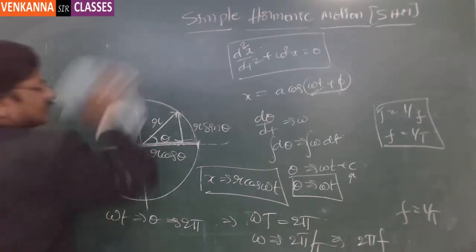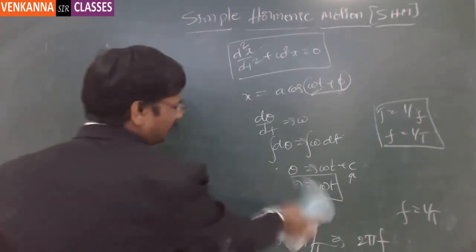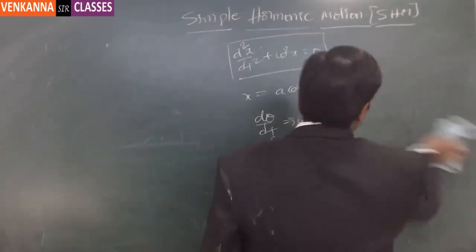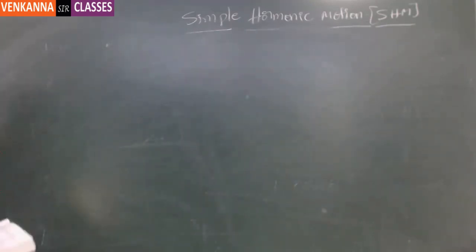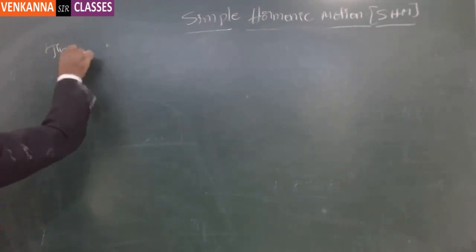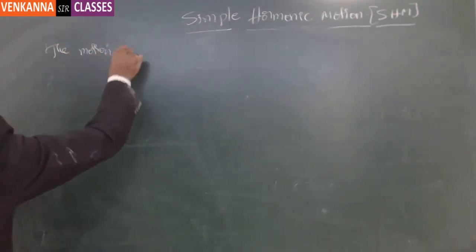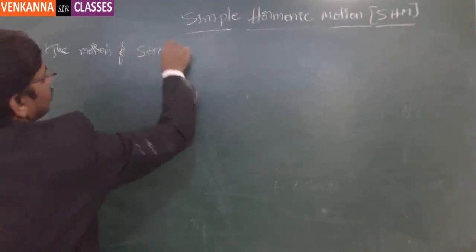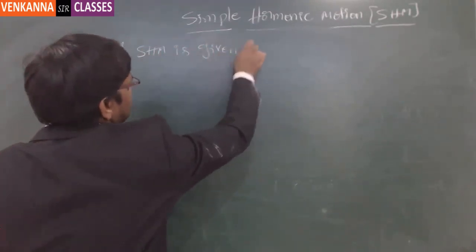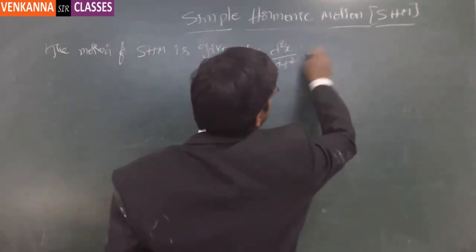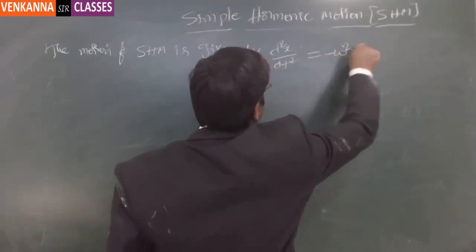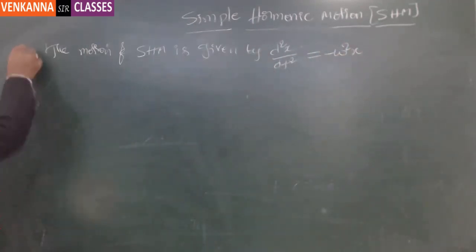Some important points that you have to be aware of about simple harmonic motion, which list down all the aspects of what we have discussed now. So the motion of simple harmonic motion is given by d square x by dt square equal to minus omega square times x. This is the first one.